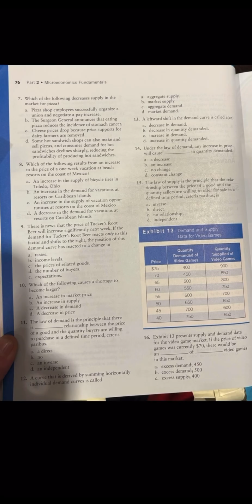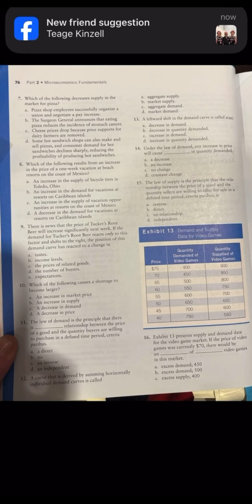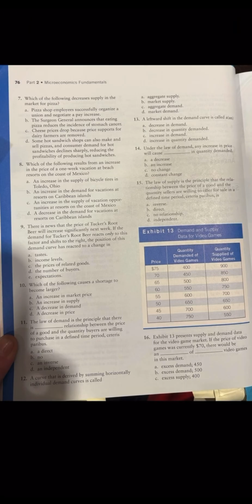8. Which of the following results from an increase in the price of a one-week vacation at beach resorts on the coast of Mexico? A. An increase in supply of bicycle tires in Toledo, Ohio. B. An increase in demand for vacations at resorts on the Caribbean islands. C. An increase in supply of vacation opportunities at resorts on the coast of Mexico. D. A decrease in demand for vacations at resorts on the Caribbean islands.